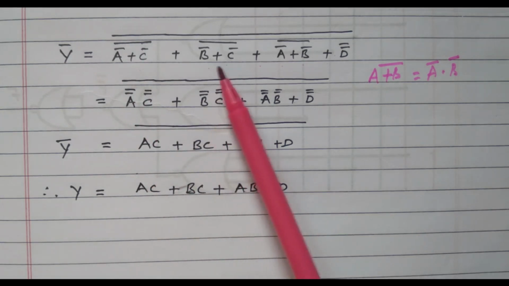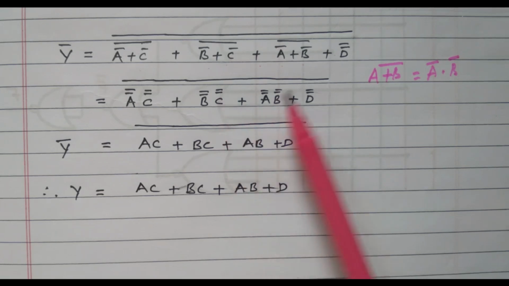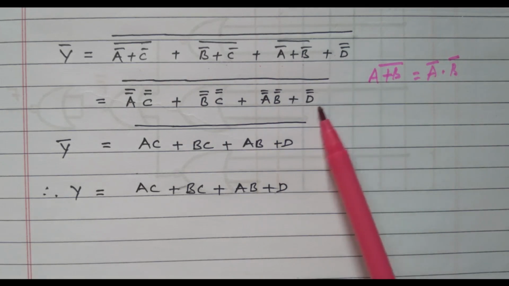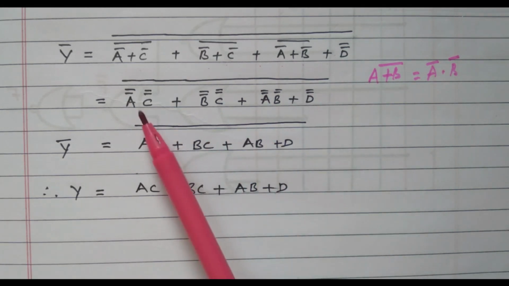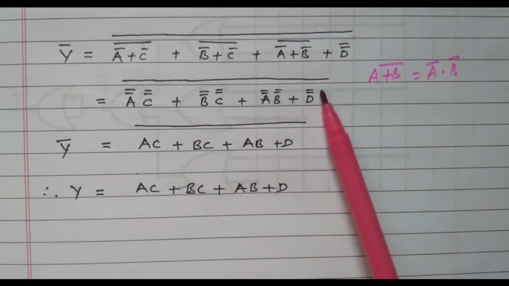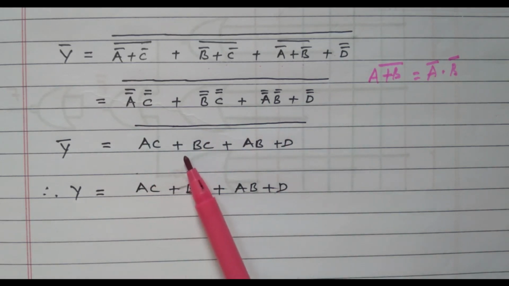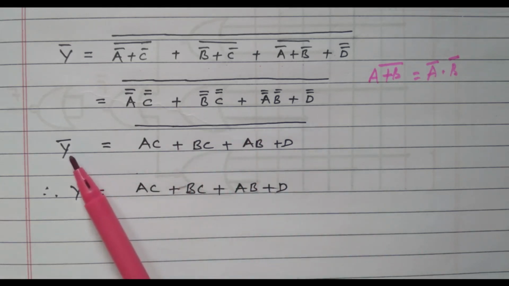Similarly the same thing applies here also, right? So B double bar into C double bar. Here also A double bar into B double bar. Here D double bar is written as it is, right? So everywhere we have double bar, so we can remove it. Complement of double complement will give the original value. So that AC plus BC plus AB plus D, the whole bar. So this is the output of Y bar, right?